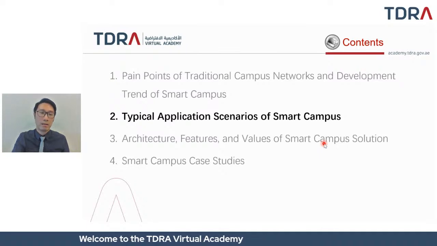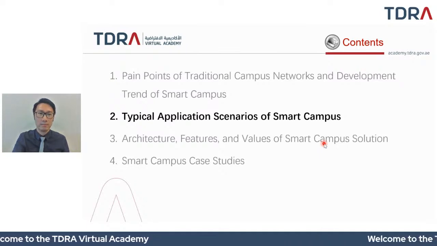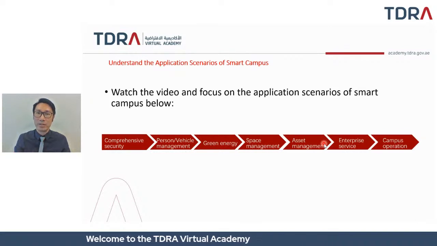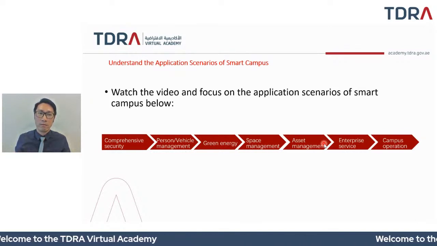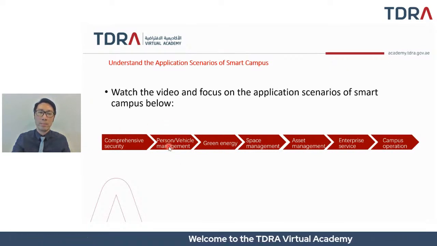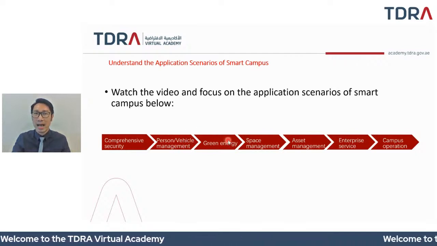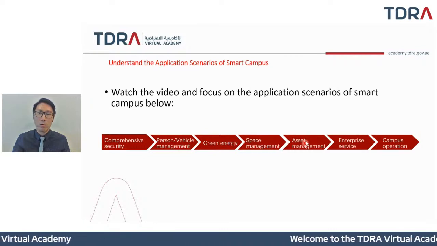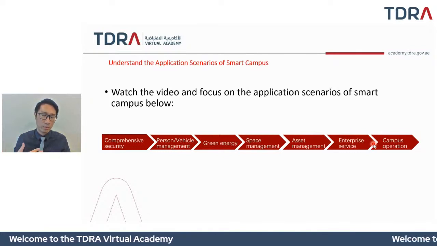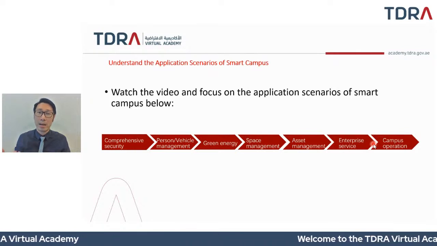So let us go through some examples first. I will provide you a video, and this video has some typical application scenarios for the smart campus, for example improving security, person and vehicle registration, energy usage, and also asset management and campus operations. So let us go through the video and you can understand more about smart campus applications.